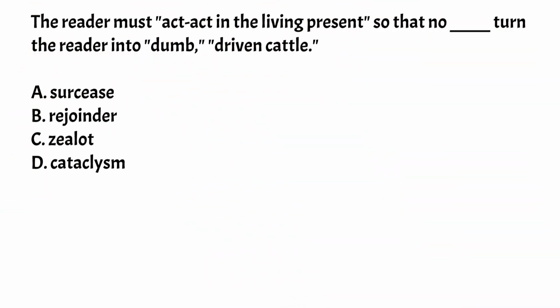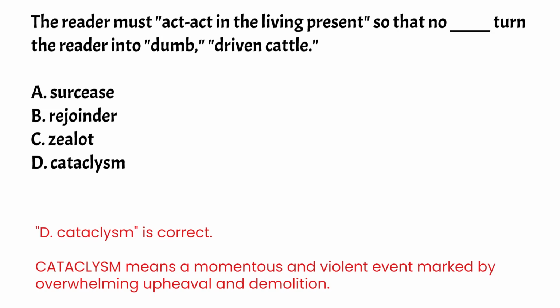The reader must act in the living present, so that no turn the reader into dumb, driven cattle. A. Surcease. B. Rejoinder. C. Zealot. D. Cataclysm. D. Cataclysm is correct. Cataclysm means a momentous and violent event marked by overwhelming upheaval and demolition.